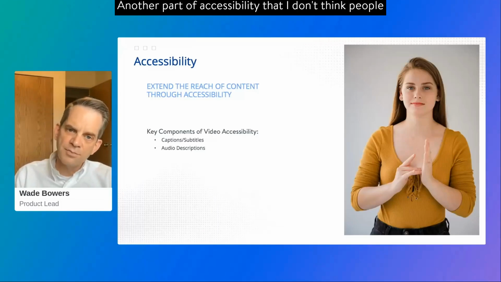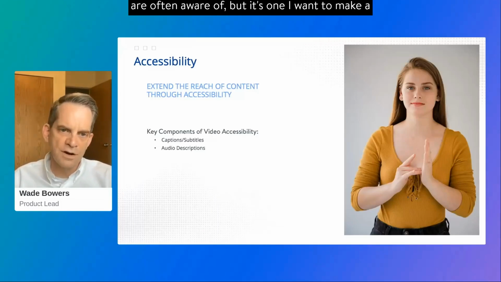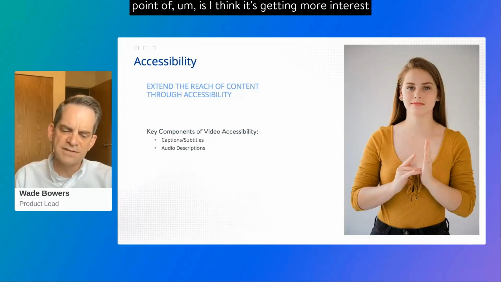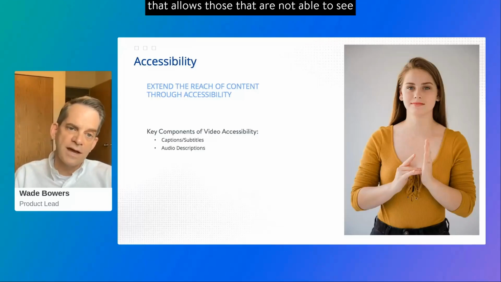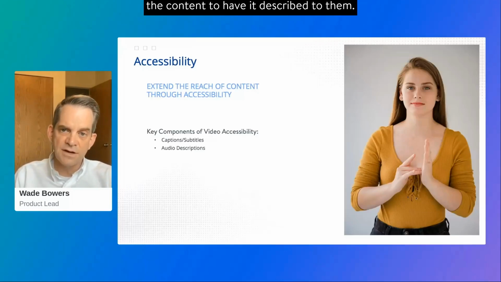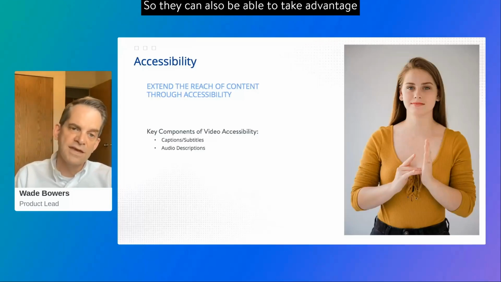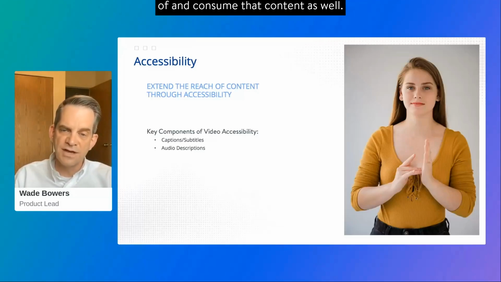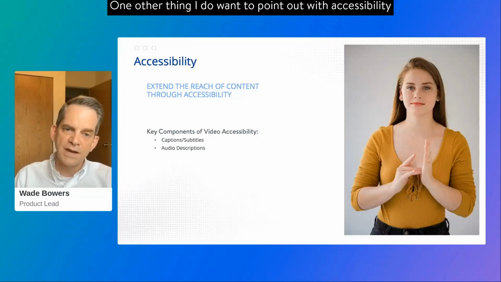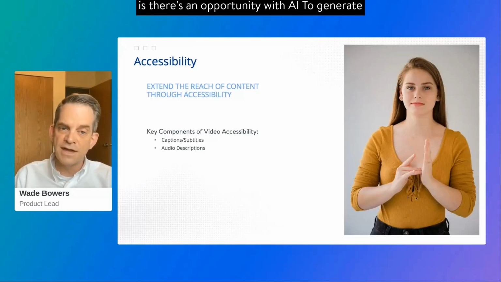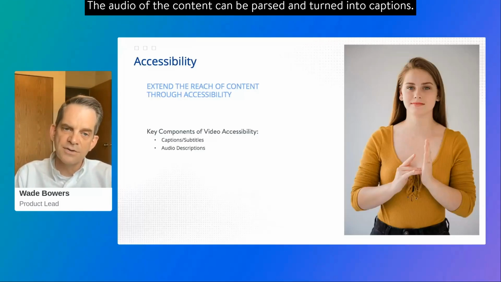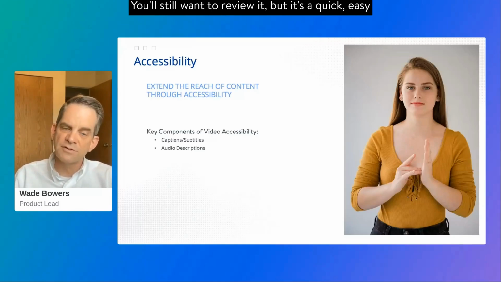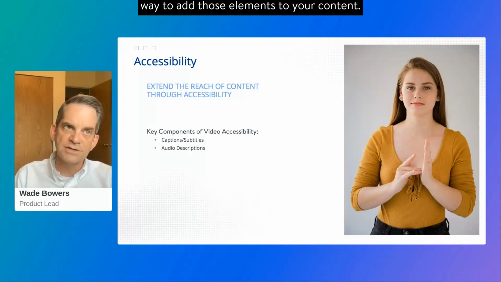Another part of accessibility that I don't think people are often aware of, but one I want to make a point of because I think it's getting more interest out there, is the use of audio descriptions. This is basically another audio track that allows those who are not able to see the content to have it described to them, so they can also take advantage of and consume that content. One other thing I do want to point out with accessibility is that there's an opportunity with AI to generate things like captions and subtitles much more easily. The audio content can be parsed and turned into captions. You'll still want to review it, but it's a quick, easy way to add those elements to your content.